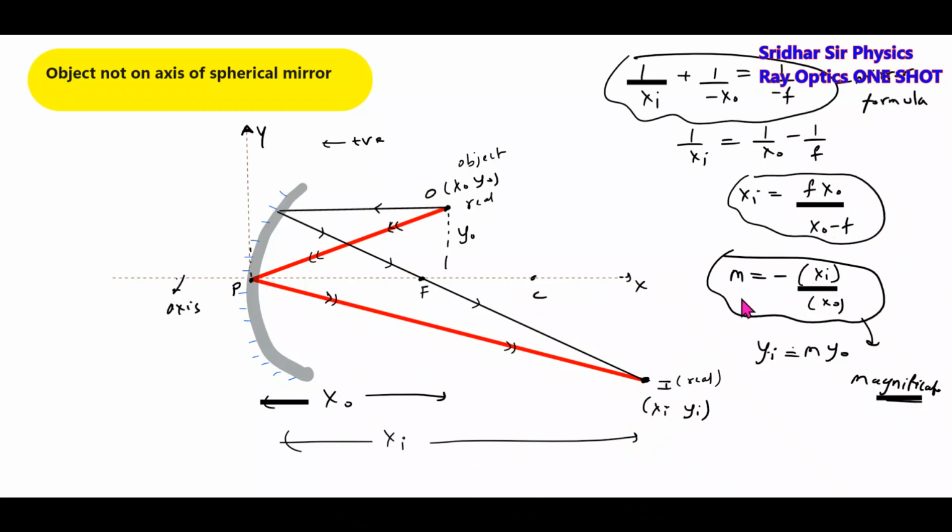How do we calculate the y coordinate? Magnification is given by minus xi by xo, and this will be yi. How do we calculate the y coordinate of the image? Magnification times y naught. Substitute the y naught value and we get the y coordinate of the image. So the mirror formula gives the x coordinate and the magnification formula gives the y coordinate. This is a general rule, try to remember it.